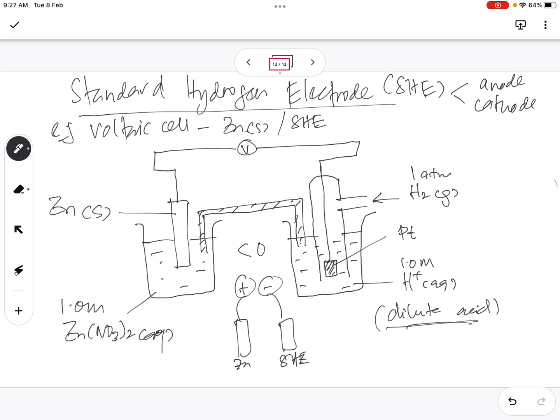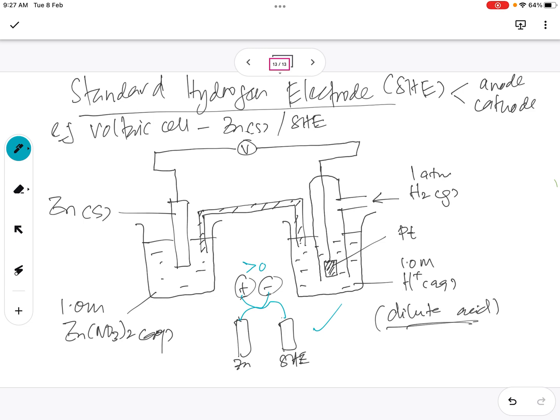Salah. Jadi apa kita buat? Kita tukar terminal, betul? Ini zinc pergi negatif, ini SHE pergi positif. Sekarang bacaan akan jadi lebih daripada sifar. Terminal betul ke salah? Betul. Sekarang terminal betul.